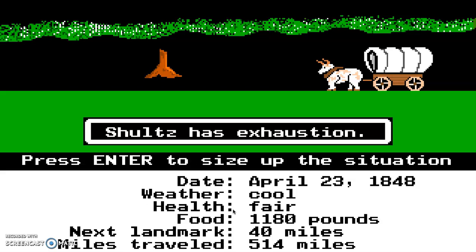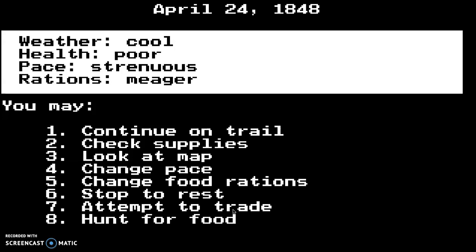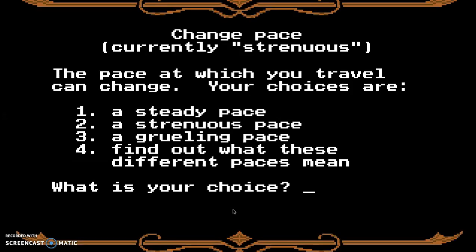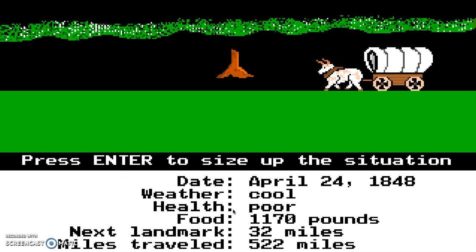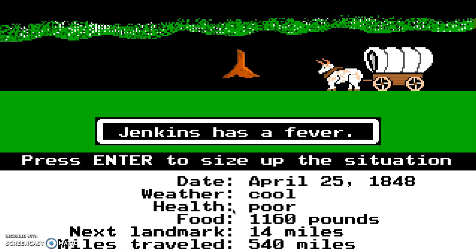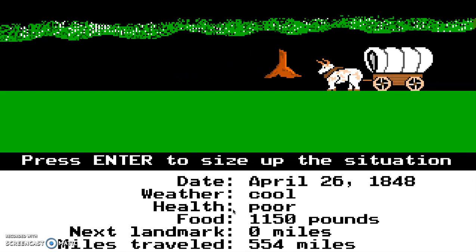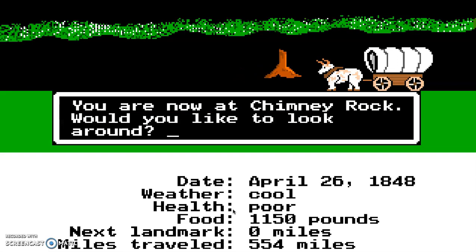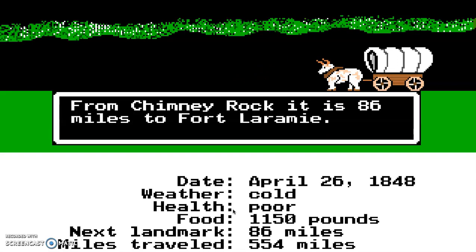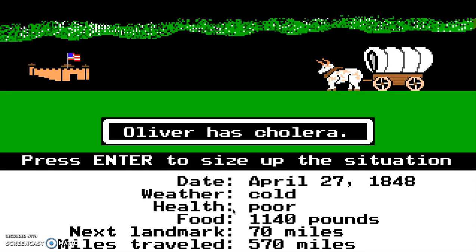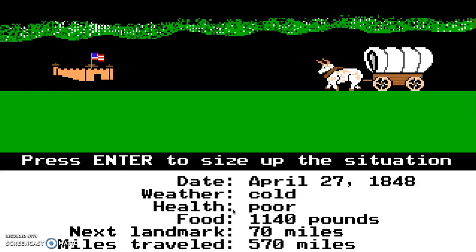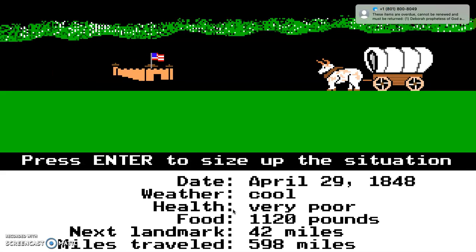Uh-oh, Miss Schultz has exhaustion. Maybe, enter, I can change the pace a little to a little slower and then continue. She might be okay. Health is poor. Uh-oh, Jenkins has a fever. Would you like to look around at Chimney Rock? Nah. Oliver has cholera. Oh no, my whole team is sick. At least it's not coronavirus. Can we make it to the fort?